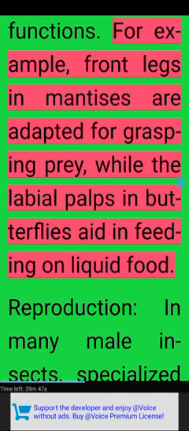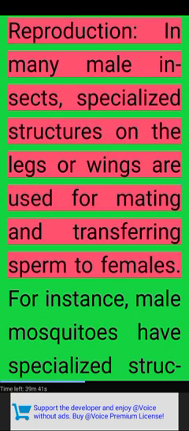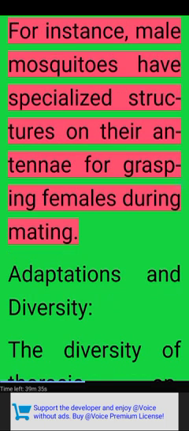For example, front legs in mantises are adapted for grasping prey, while the labial palps in butterflies aid in feeding on liquid food. Reproduction. In many male insects, specialized structures on the legs or wings are used for mating and transferring sperm to females. For instance, male mosquitoes have specialized structures on their antennae for grasping females during mating.